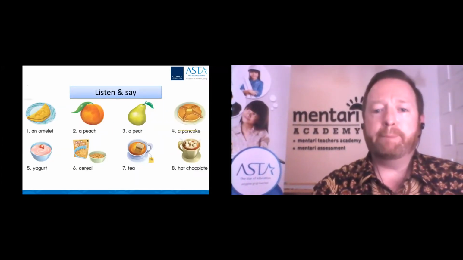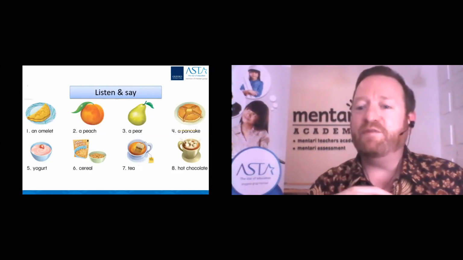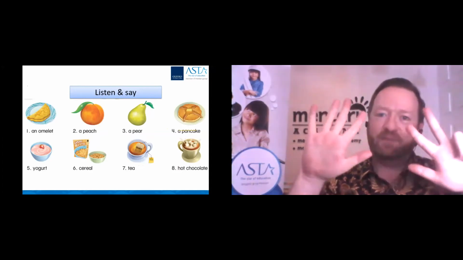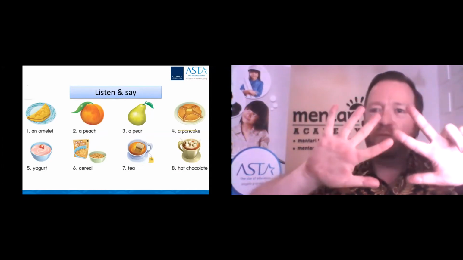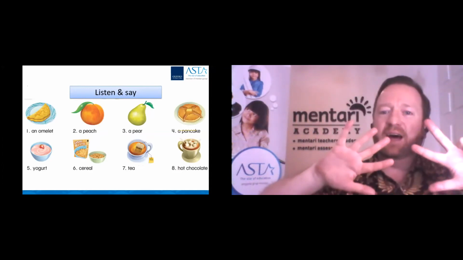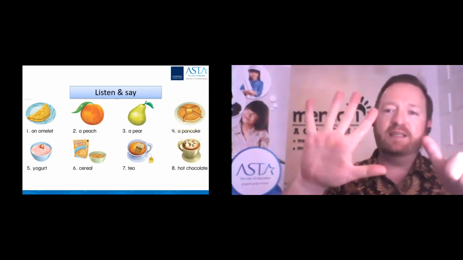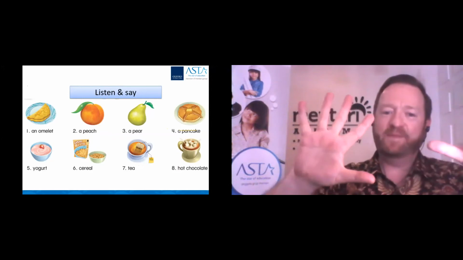And then after we've taught all of the vocabulary, what I do then is I hold up the number that I want them to say next to the word. So for example, if I do this, what word do I say?